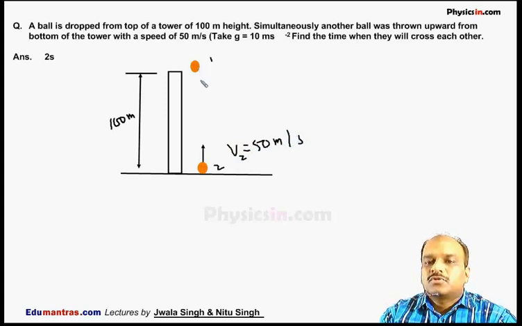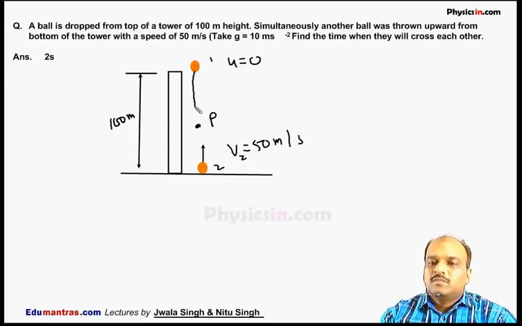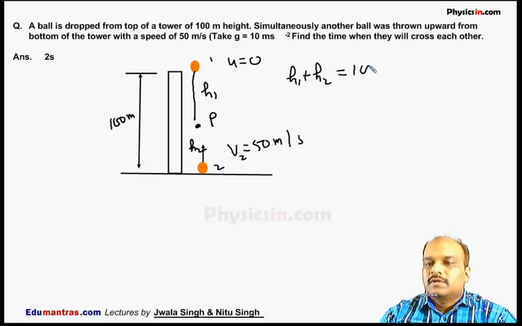And this ball is dropped. Drop means initial speed is 0. So both balls are thrown and dropped simultaneously at the same instant. So we can say, suppose the two balls meet at this point P. So at P, this ball falls a distance, let it be h1. This ball moves a distance h2. Now we can say h1 plus h2 is equal to 100.